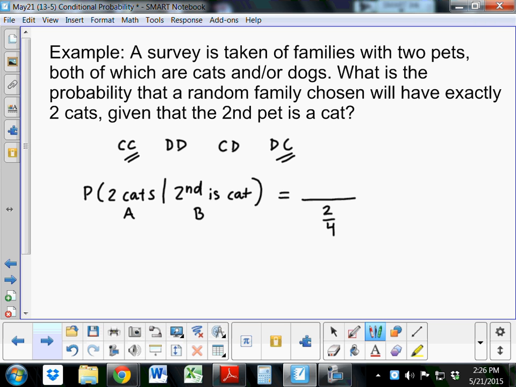On the top, yeah. Now, I'm asking for you to be in both categories, meaning you have to have 2 cats, and the second one needs to be a cat. Well, that's just this guy right here. So 1 out of 4. So we go through and do the math. I have a 4 multiplied by my 4 over 2, or 2 over 1 if you had already reduced it. Final answer should reduce to half, meaning there's a 50% chance that that family will be chosen.